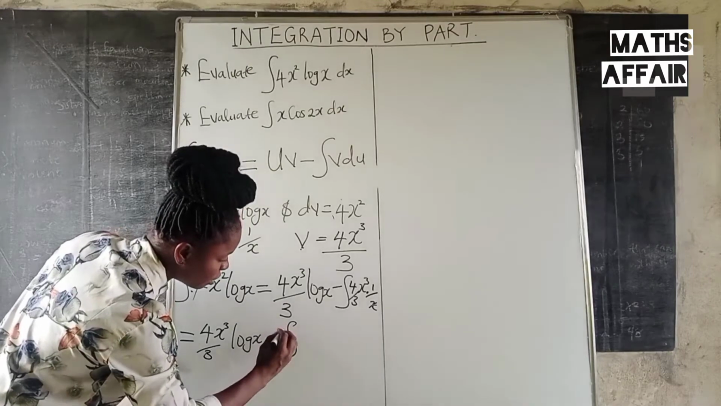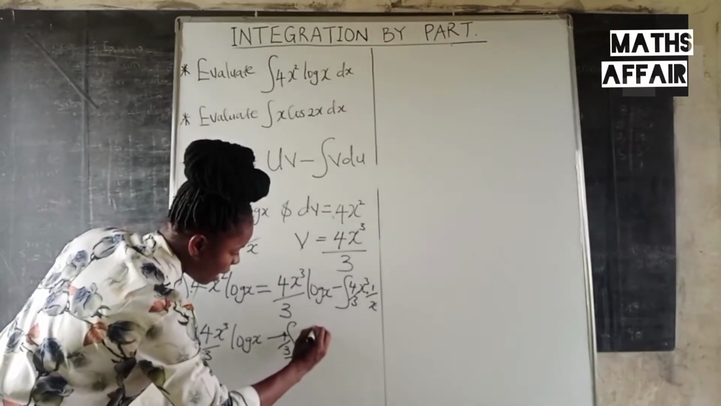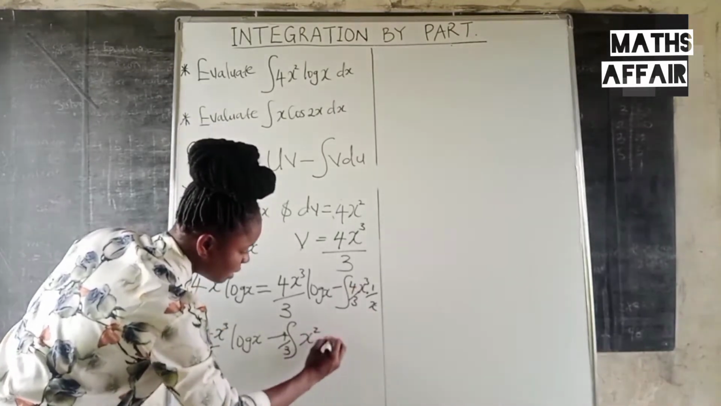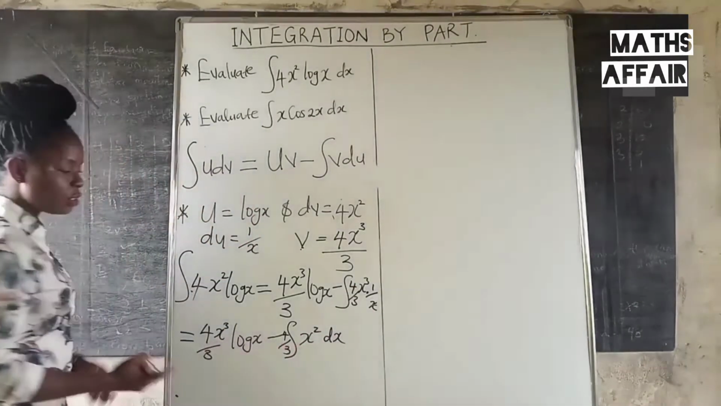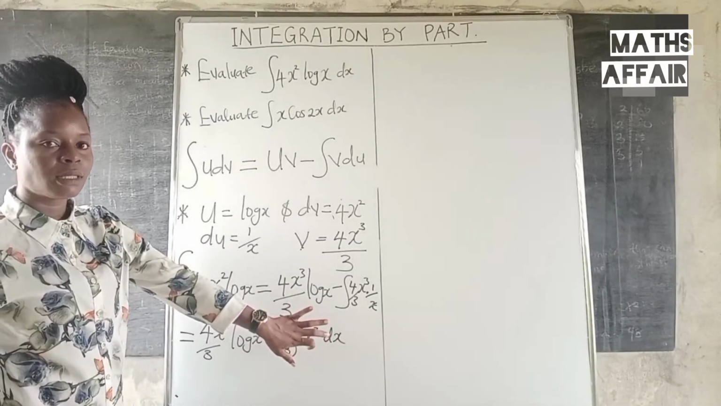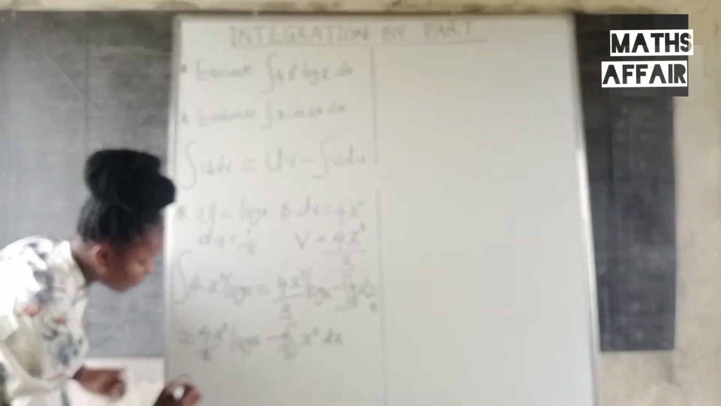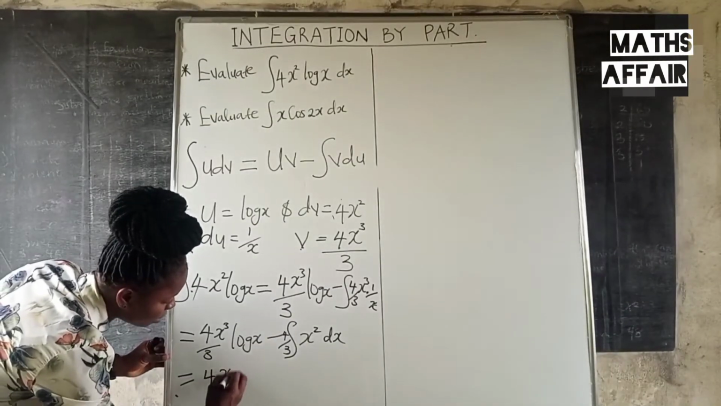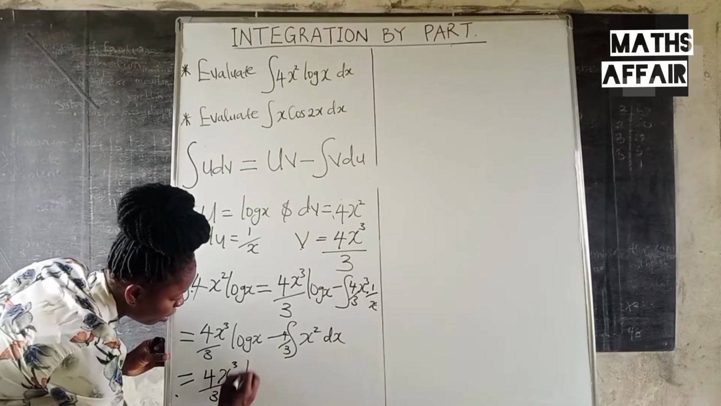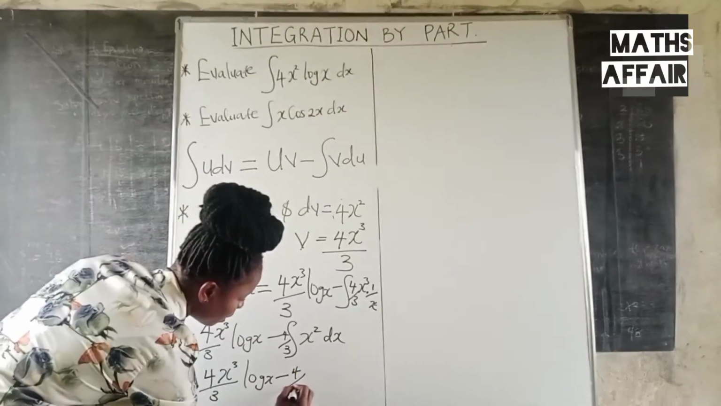Remember, this is a constant, so we can always break it out. And we have x squared. This is what we are going to integrate. Now you have seen that from integration by parts, we are able to reduce it to the lowest state, such that we can integrate without any issue. So that we have 4x cubed all over 3 log x minus 4 over 3.